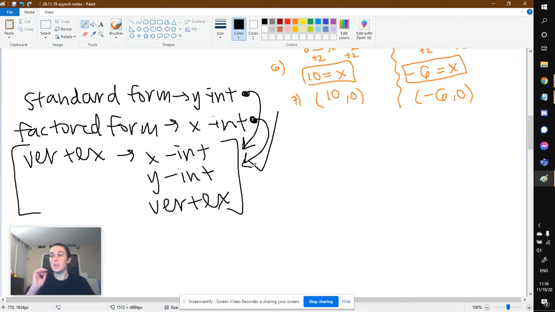But for right now, let's do our assignment and let's practice using vertex form once we have it, so we can understand what it's good for.